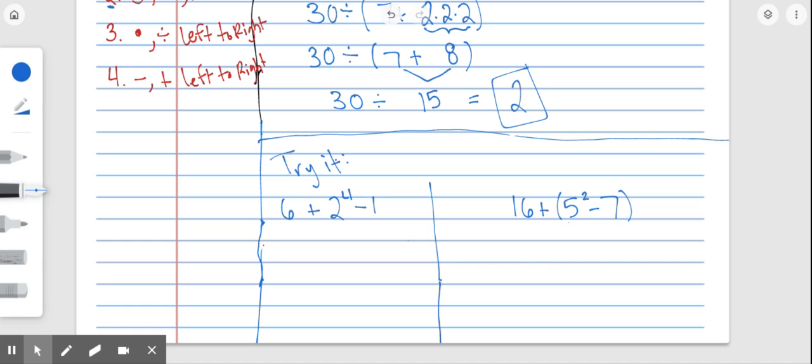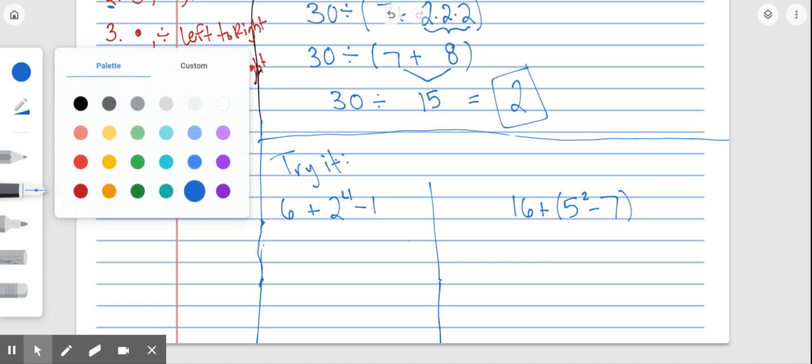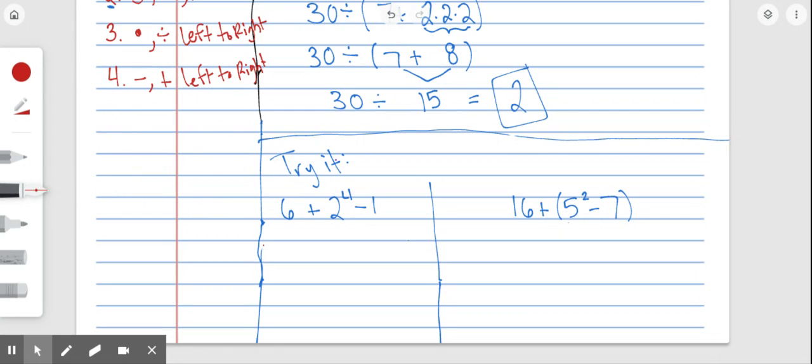All right, in the last video, I did that example problem, and now I'm going to work on the triads. But before I work on the triads, well, actually, I'm going to talk about them. So you've got 6 plus 2 to the 4th power minus 1. And the second triad is 16 plus 5 to the 2nd power minus 7. Okay, take a minute, pause this video, do those practice problems.